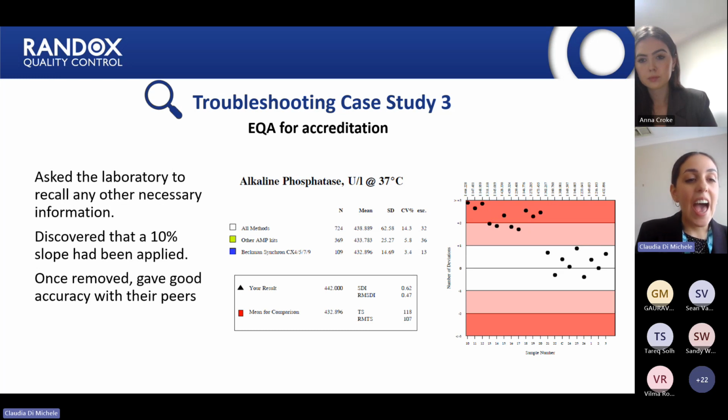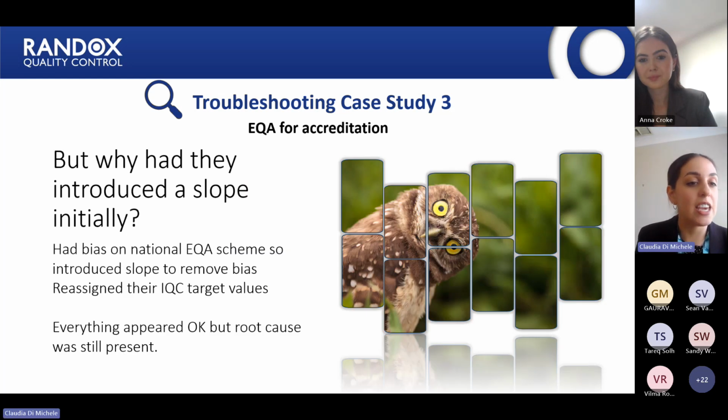Well, it took a bit of digging, and we asked the laboratory to recall any other necessary information about this particular assay, and we discovered that they had applied a 10% slope to this assay. Once we removed their 10% slope, we asked them to run a couple of RIQAS samples with their 10% slope removed, and it gave good accuracy with their peers again. But why had they introduced a slope initially? Well, it was because they had a bias on their national EQA scheme. So they introduced a slope to remove the bias that they were seeing with their national EQA scheme. They then reassigned their IQC target values, which meant that everything appeared okay on their national scheme, but really the root cause was still present.